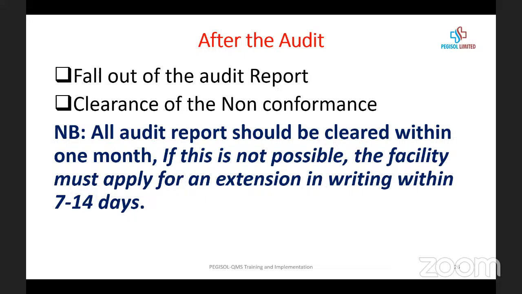All audit reports should be cleared within 1 month. That's our recommendation. If not possible, the facility or the lab must apply for an extension within 7 to 14 days. Let's say, for example, an equipment is down and it was raised as a non-conformance, and it may take 2 months to get a part. That may not be possible, so you have to write to the auditor or to the people who audit you. You say, okay, we're not able to clear this non-conformance for so and so reason. We're asking for an extension.